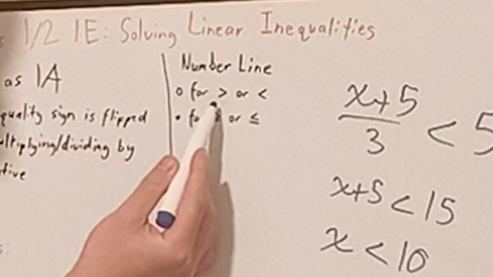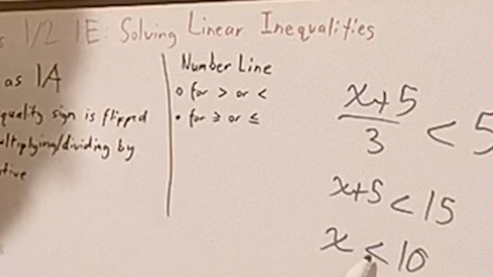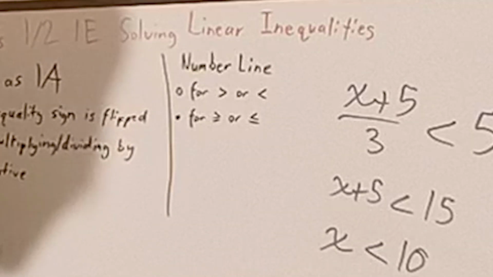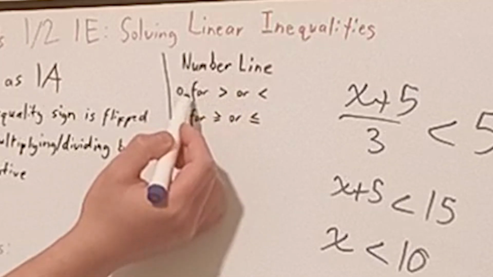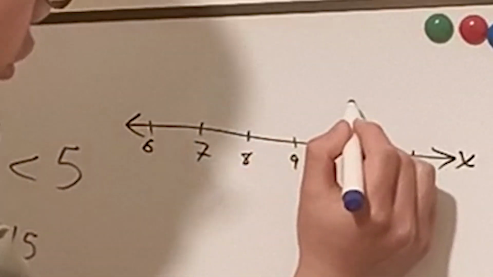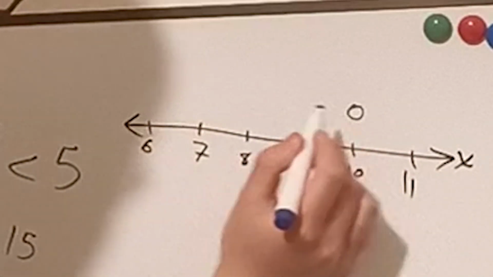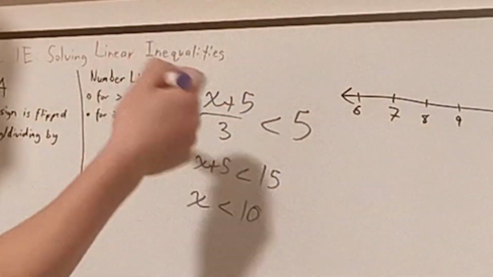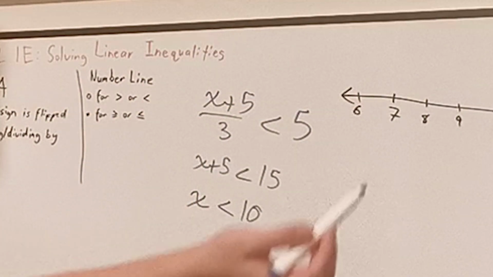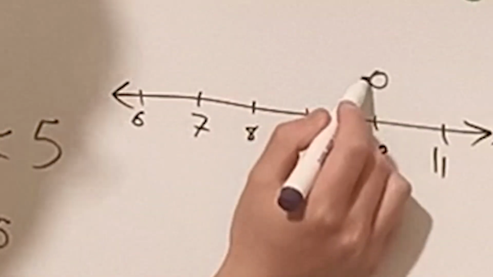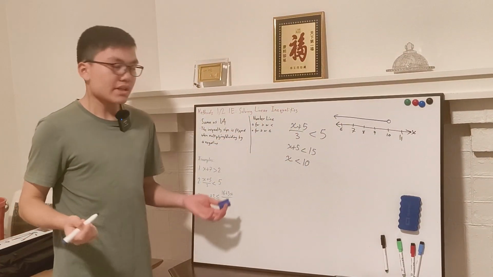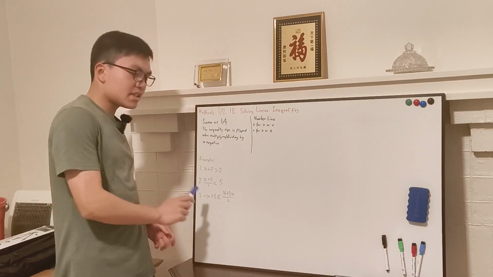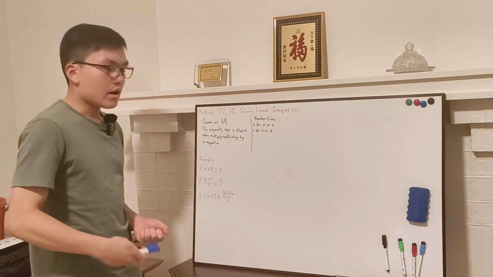So we have, in the answer here, x is less than 10. So we have this symbol here, and this symbol corresponds to the hollow dot. So we're going to draw the hollow dot above 10. And because it's going in the negative direction, it's less than 10. It cannot be anything more than 10. That means it's going this way, and so our line is going to go towards the left. And that's it.